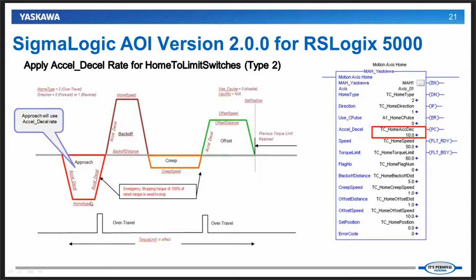It'll make an approach move towards the over travel switch using the axial decel rate that you enter here, and then it will make a back off move in the opposite direction and to whatever back off distance that you enter, and then it will start to creep towards the over travel switch again with the creep speed, much lower speed. And then once the limit switch has been found, it will make an offset move from there. And once the homing is complete, you will see a process complete bit come on the motion axis home Yaskawa AOI status.